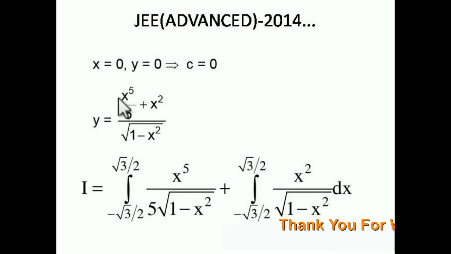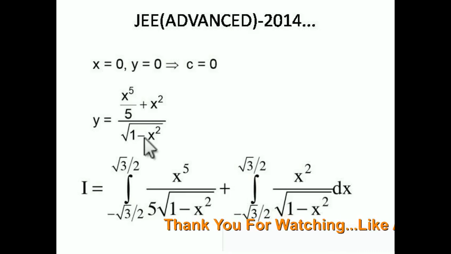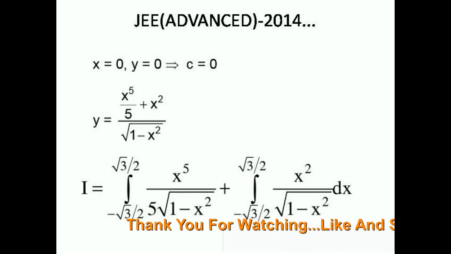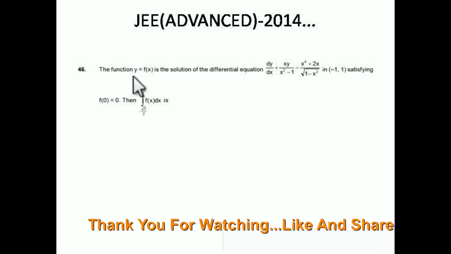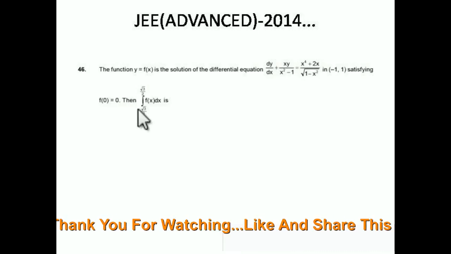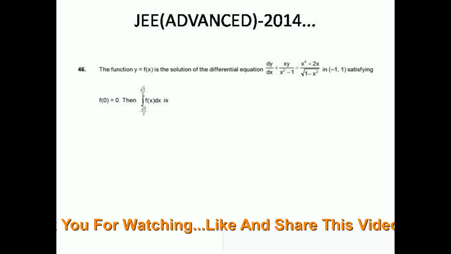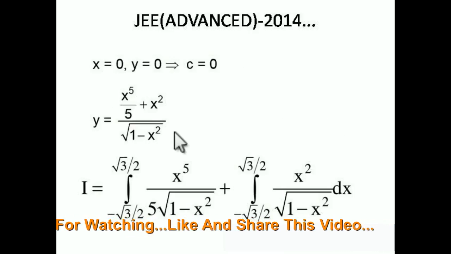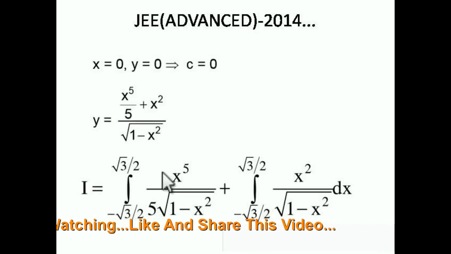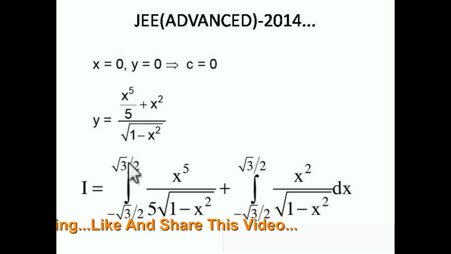y equals x raised to 5 upon 5 plus x square, upon the square root of 1 minus x square. See, but the task is not completed. We have just found the value of y, that is y equals f of x. Now we have to find this particular integral. So now we have to put this value of y in that integral, that is the integral from minus root 3 by 2 to root 3 by 2 of f of x dx.